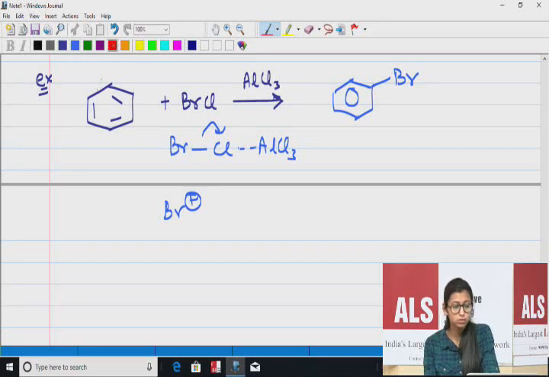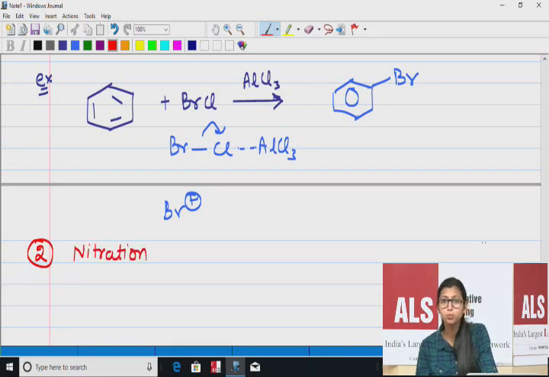Now let's talk about the second type of the reaction, which is known as nitration. First of all, you people will tell me, if I am writing nitration, which group should be present on the benzene? What do you understand by the term nitration?